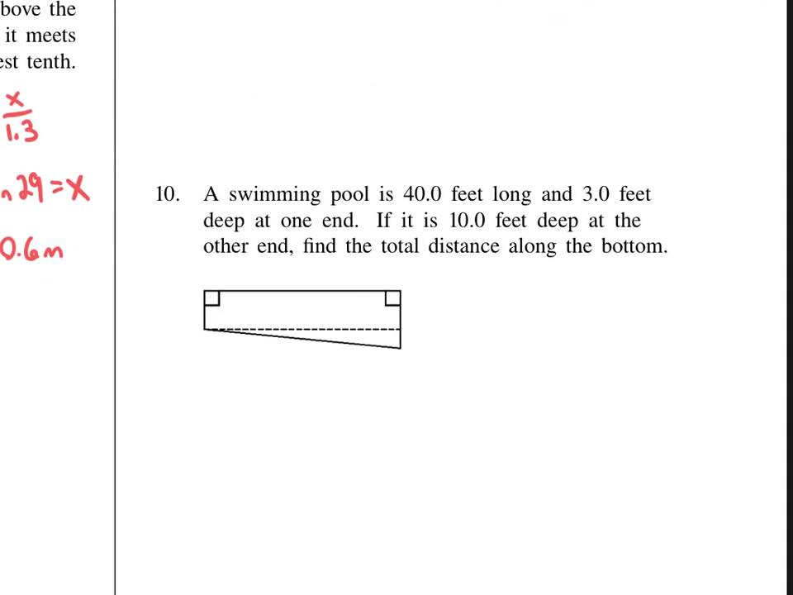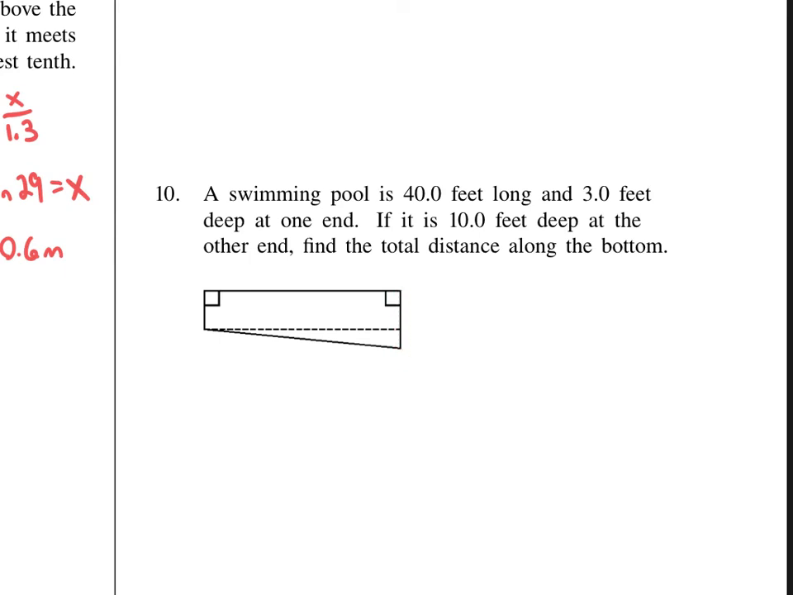The swimming pool is 40 feet long, great, and 3 feet deep at one end. If it is 10 feet deep at the bottom of the other end, find the total distance along the bottom. Whoa. Okay, so I think this is the bottom of the pool, and it goes down at this angle. And then this dashed line shows the difference, but this is a bigger difference than they're showing. At this side right here, it would just be 3. And at this side right here, it would be 10.